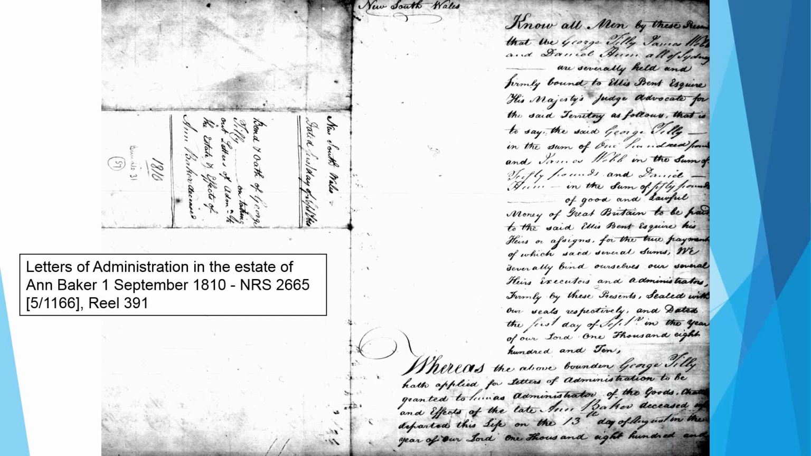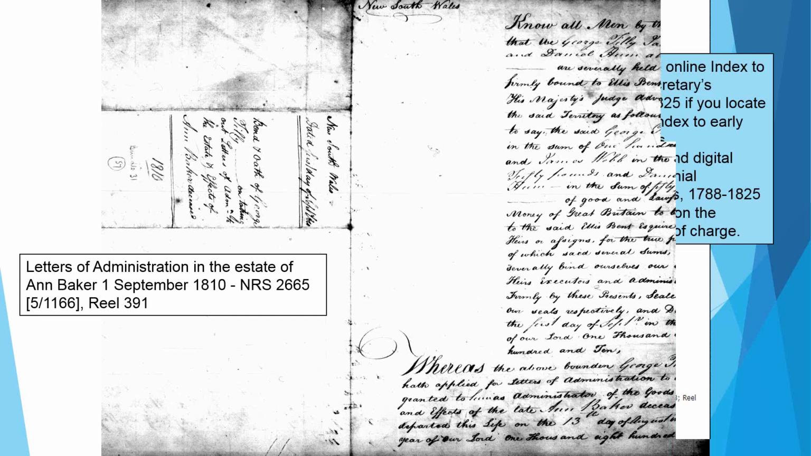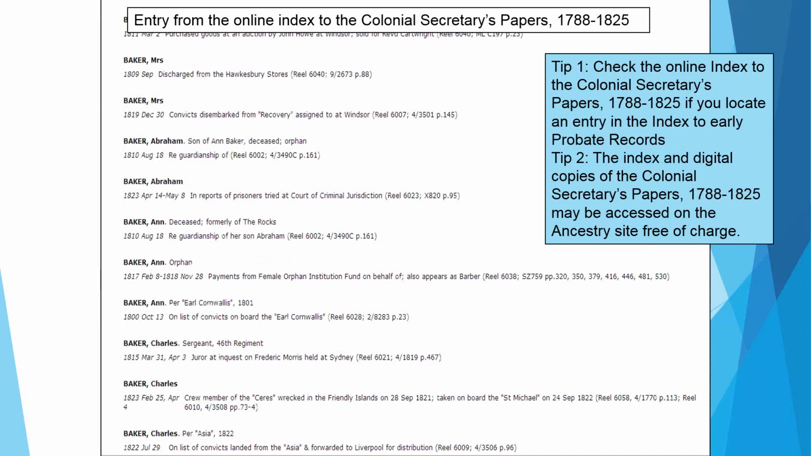Now, another tricky thing to do with those early probates are the early colonial secretaries' papers. So we've also got the colonial secretaries' papers from 1788 to 1825 listed on the website. These are quite handy because they're a very comprehensive collection of documents to do with that very early colonial history. And people are listed in there for all sorts of reasons, because they have letters to the colonial secretary for all sorts of reasons. So here what I've done is I've looked up Anne Baker.